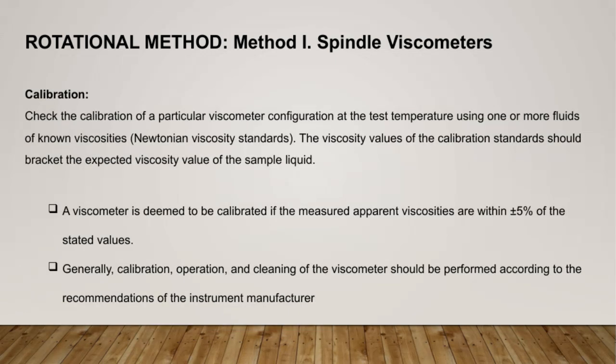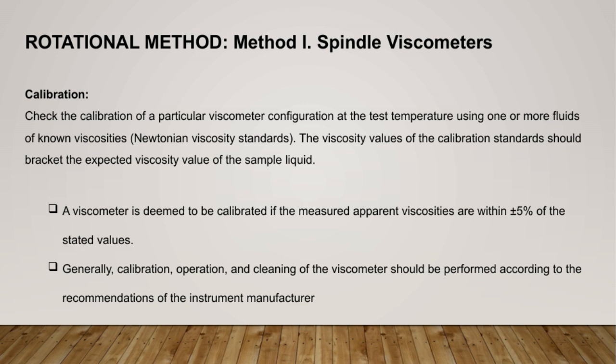Now, let's talk about the calibration process for the rotational method, specifically using spindle viscometers. First, it's important to check the calibration of your viscometer at the test temperature. To do this, you'll use fluids with known viscosities, often called Newtonian viscosity standards. The key here is to choose calibration standards that bracket the expected viscosity of your sample. Basically, your standards should be slightly higher and lower than what you expect your sample's viscosity to be. This way, you can ensure your measurements are accurate across the range you're working with.